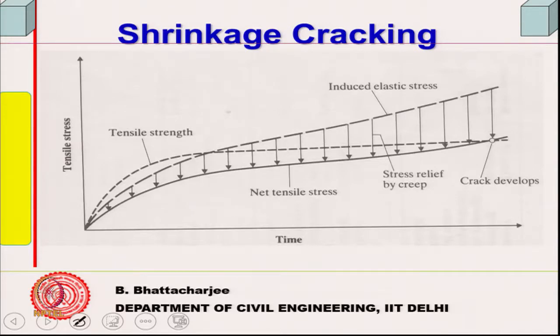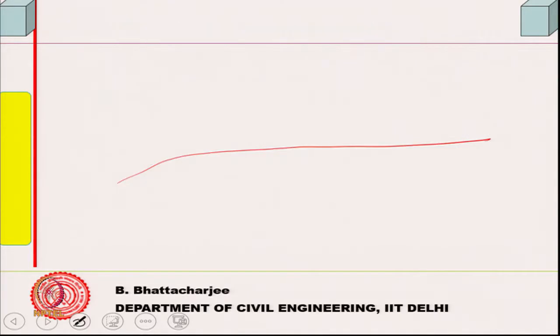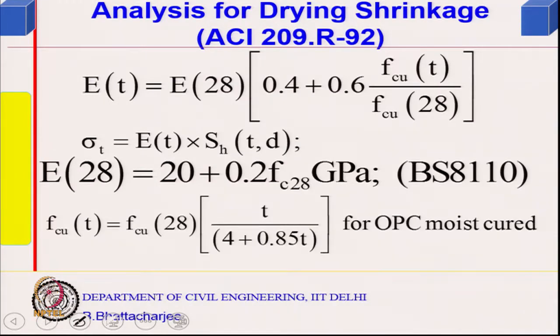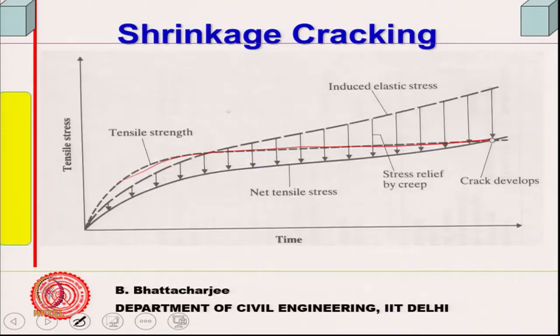Then the strength development: how the strength will develop. Tensile strength will develop in this manner as a function of time. This was based on how E will change in this manner. The tensile strength formula is available for the moist cure scenario, and for other curing scenarios this is also available. This is British code practice, BS 8110. It will give you how to find out the strength. Therefore, how tensile strength increases is known to us.